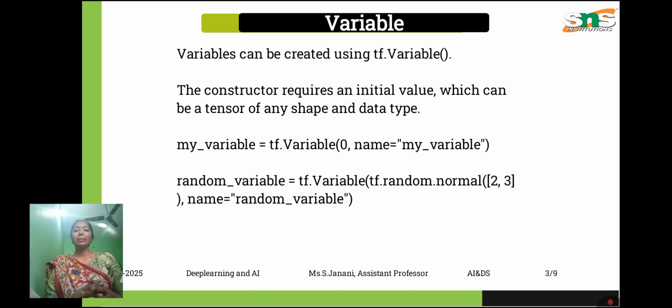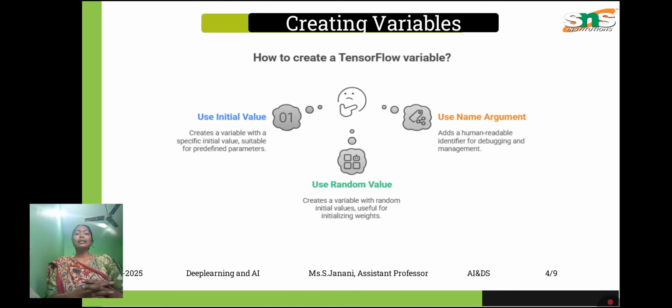These variables can be created using tf.Variable, and the constructor requires an initial value, which can be a tensor of any shape and data type. So for my variable, tf.Variable represents a name and my variable. A random variable tensor, for example a normal with shape 2 comma 3. Next is creating a variable: use initial values, use random values, and use a name as arguments.